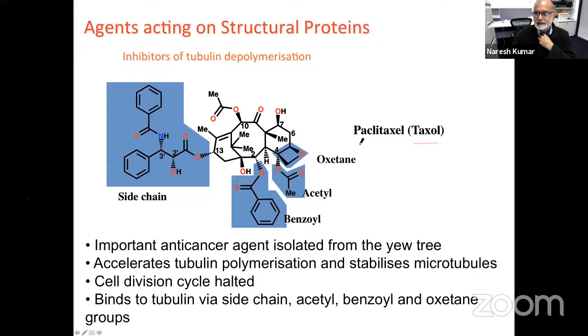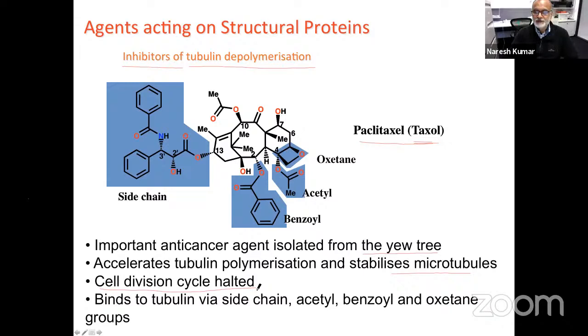It has a very complicated structure, right? It's a big molecule, and it was initially isolated from a yew tree. So it is a natural product. It was isolated from a tree. And what this drug does is it inhibits this tubulin depolymerization. So once the tubulin depolymerization is inhibited, the tubules are stabilized and cell division is halted.